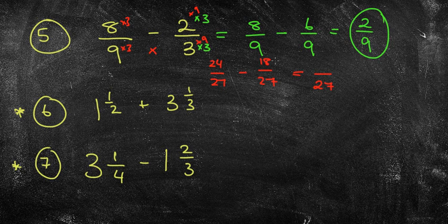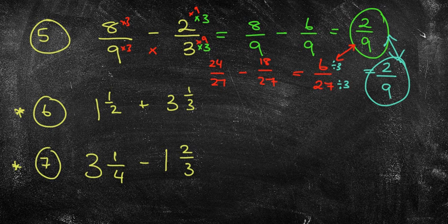If I subtract those now, remember it's going to be over 27 this time. 24 take away 18 is 6. Now, I can simplify that further. You'll notice at the moment they are different. However, if we look at this and say, well, I can divide them both by 3 now. So 6 divided by 3 is 2. 27 divided by 3 is 9. And look at that. The answer is the same.